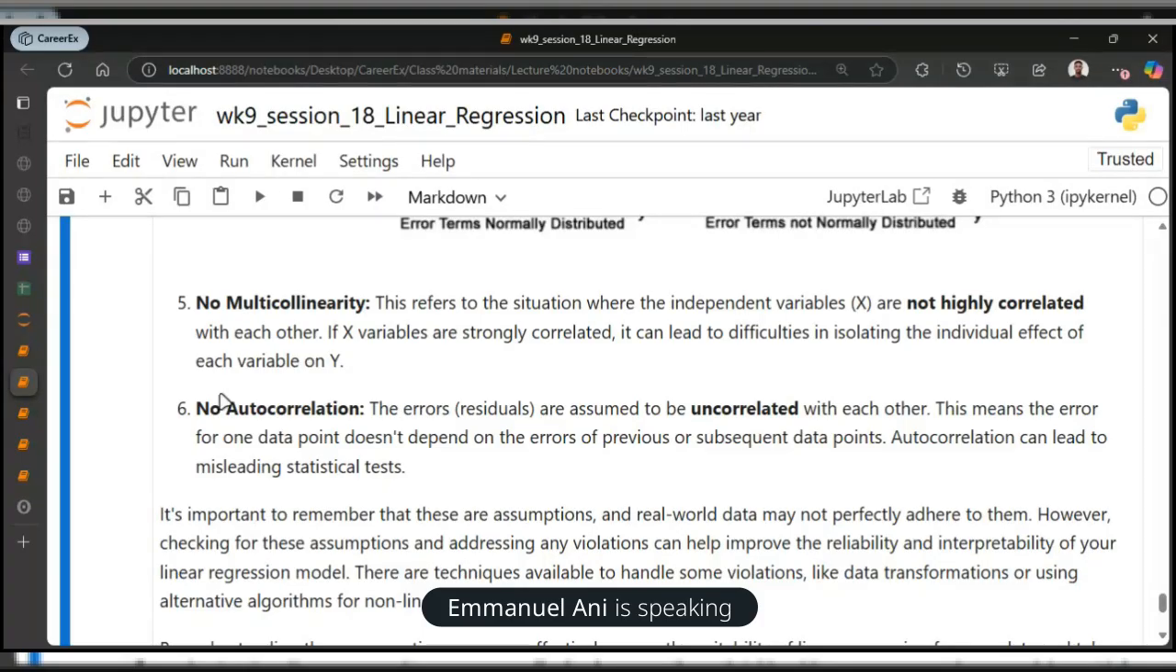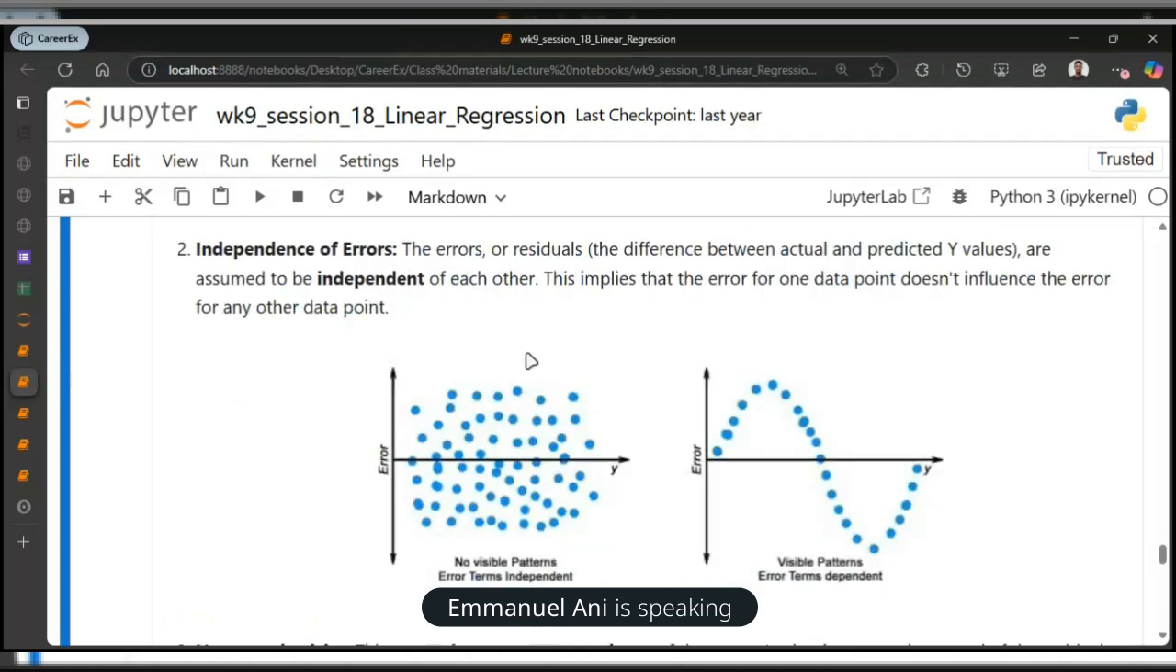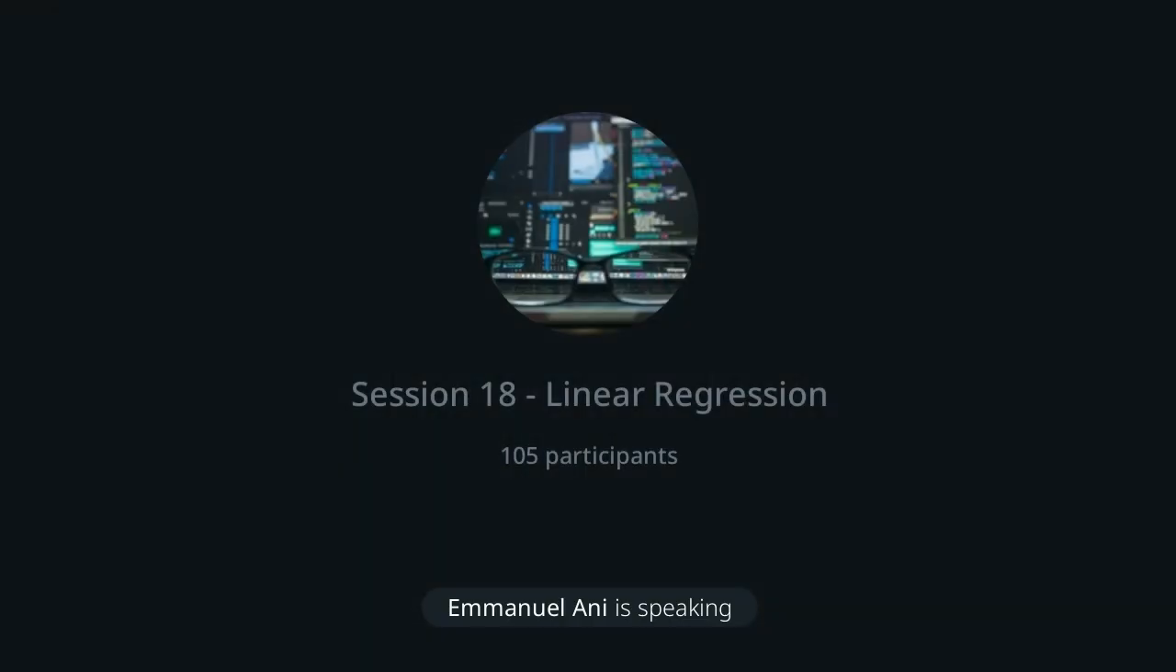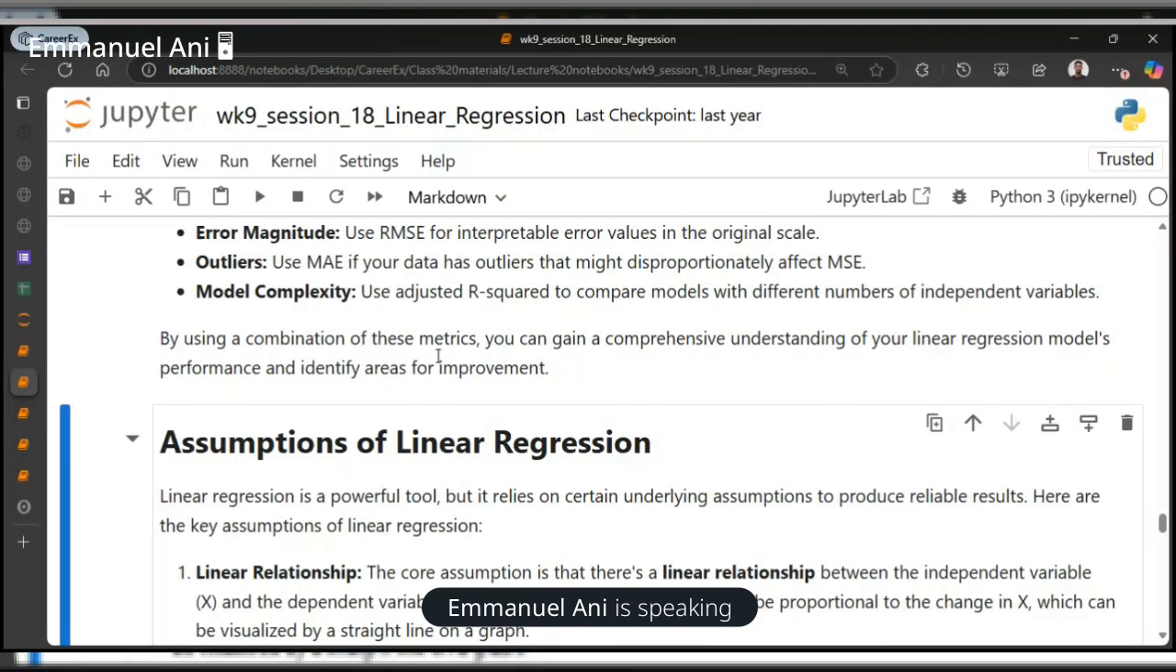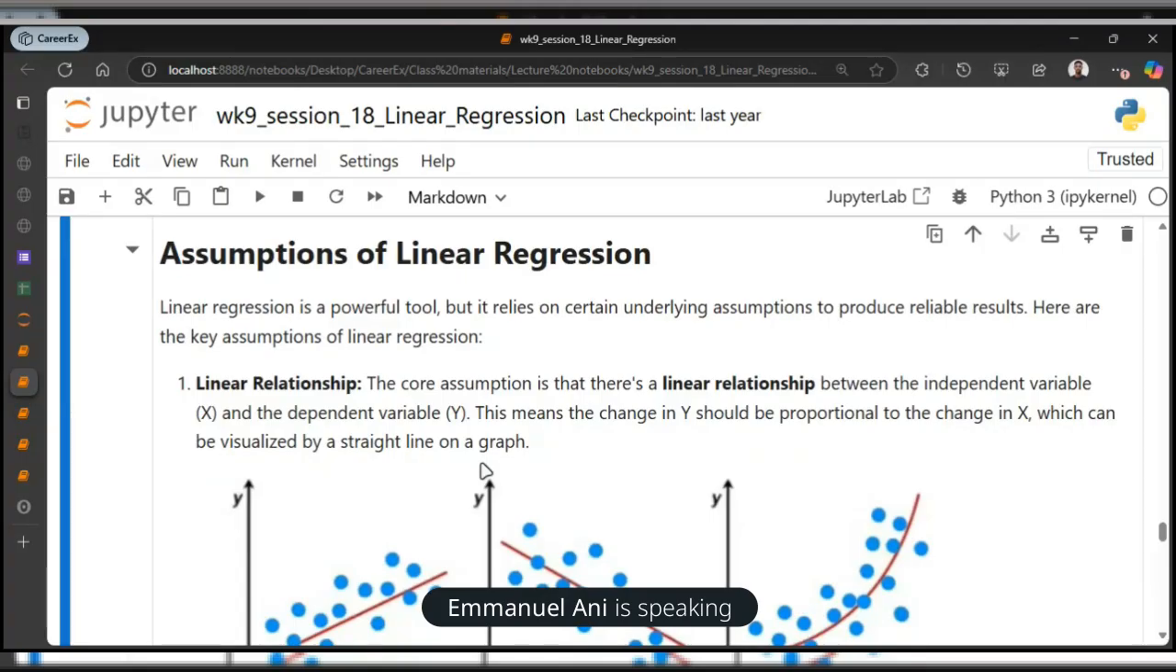assumption, all right? The last one we have here is autocorrelation. I think this is almost the same thing as independence of error. I think you're just saying basically the same thing. So these are the different assumptions of linear regression. Before I use linear regression, these assumptions have to be met. The truth is that most times people don't really check these assumptions. They just go ahead and use linear regression and check if it is giving a very good performance, right? If it's not giving a good performance, that is when these assumptions will be checked.